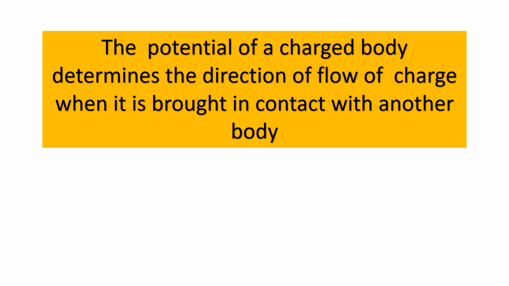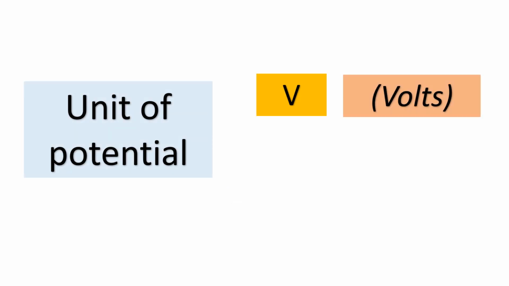And thus we can say the potential of a charged body, whether it is positive or negative, determines the direction of the flow of charge or the flow of current when it is brought in contact with another body. Okay, so this is how the charges will flow depending upon the potential and the difference in potentials. Now what is the unit of potential? The unit of potential is volts and it is symbolized by V. Why is it volts? Because another name for electric potential is voltage. So from that this name volt comes.